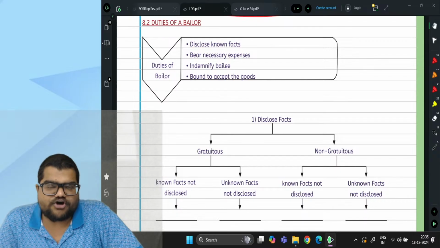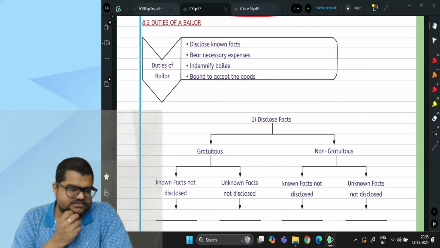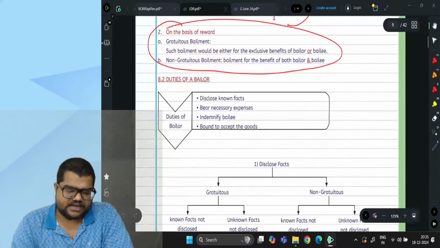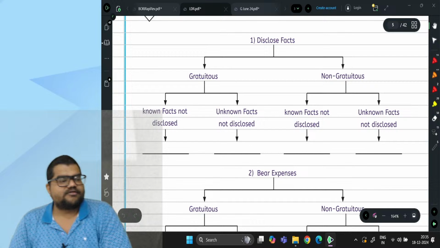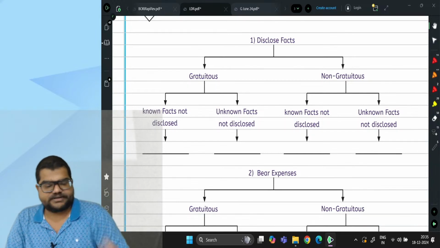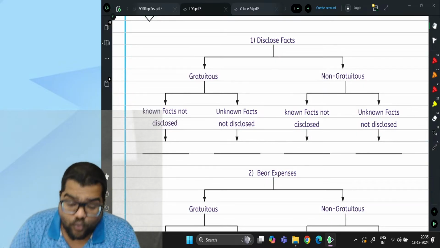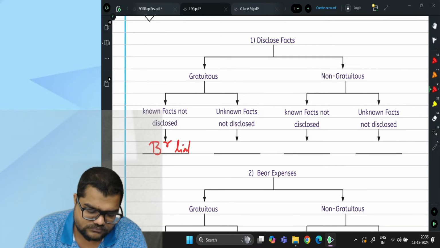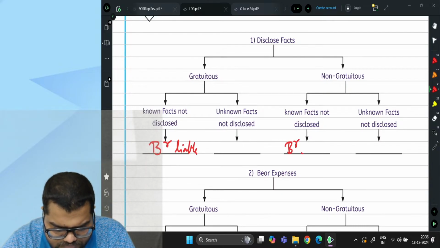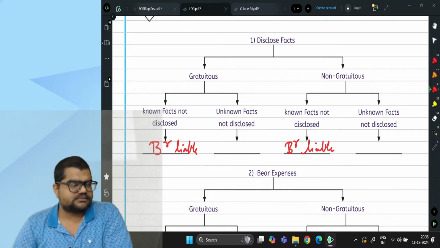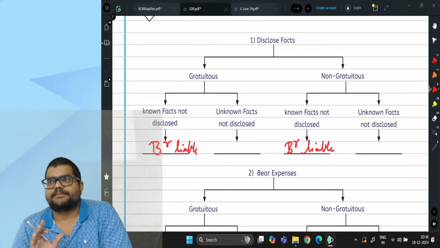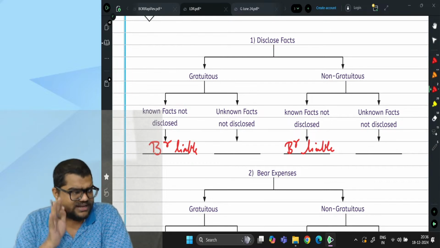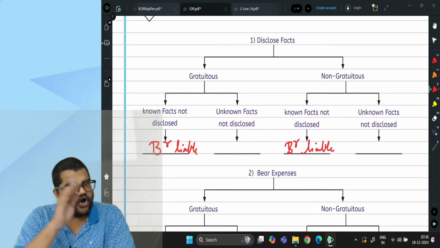Next point. Duties of bailor. Just merely 4 points. It says, disclose known facts. Diagram is there in front of you. We are doing duties of bailor. That's a gratuitous bailment, non-gratuitous bailment. If it is gratuitous bailment and the known facts are not disclosed, basically bailor is liable at both the places. I am giving you my car and I'm not telling you that the brake wire is not working properly. If I know it and I don't tell you, obviously I'm liable. So bailor is liable if known facts are not disclosed, may it be gratuitous or may it be non-gratuitous.